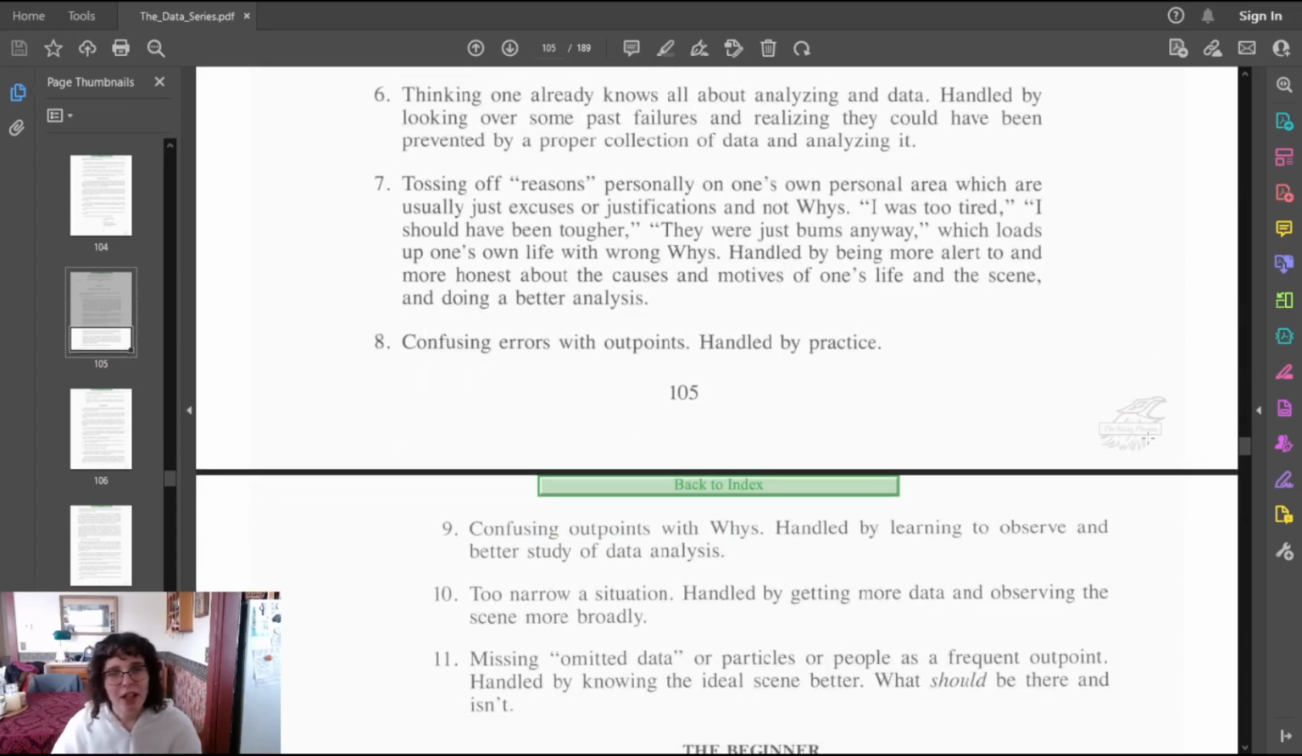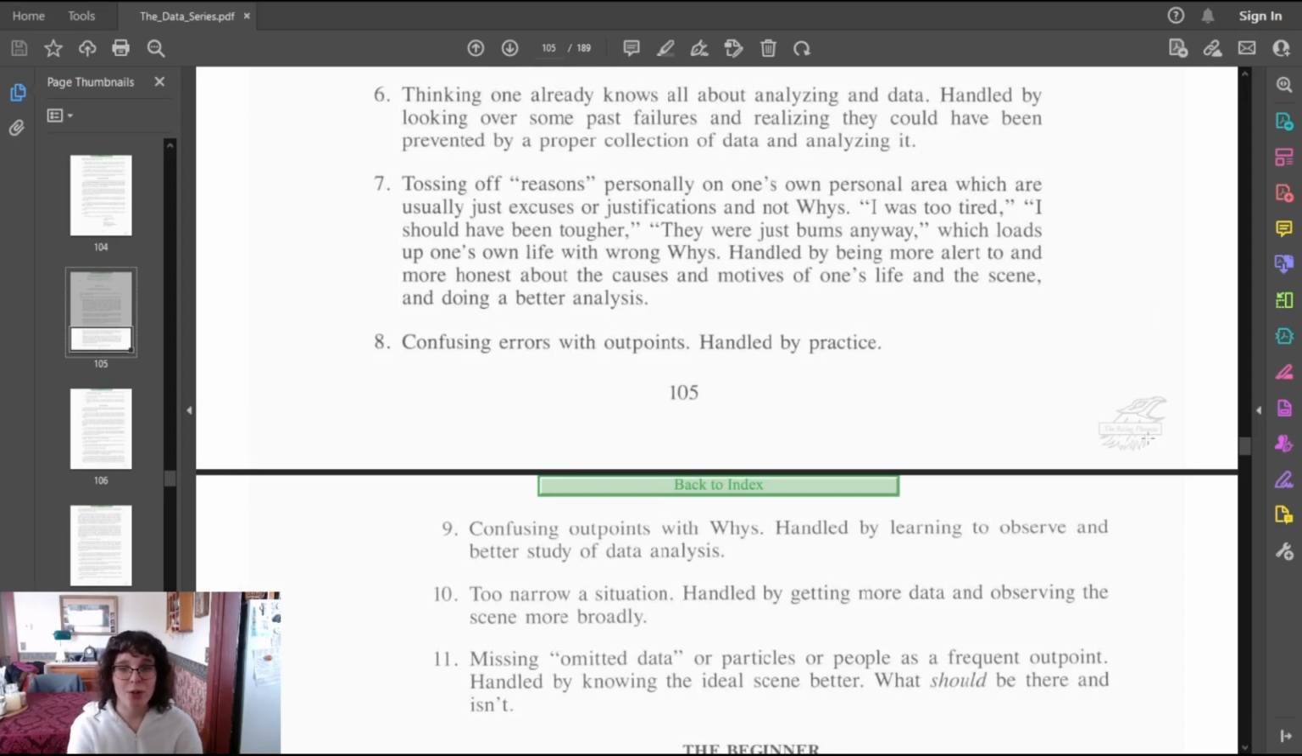Number seven, tossing off reasons personally on one's own personal area, which are usually just excuses or justifications and not whys. I was too tired. I should have been tougher. They were just bums anyway, which loads up one's own life with wrong whys, handled by being more alert to and more honest about the causes and motives of one's life and the scene and doing a better analysis.